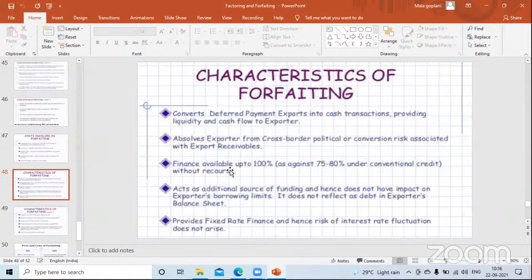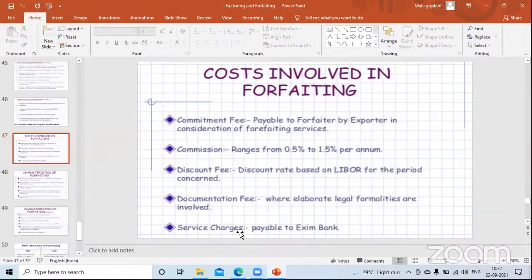Finance available up to 100%. Now, if you are going with factoring services, then only 75 to 80% will be given to you in advance. Immediate cash payment will be given to you up to 80%, not more than that. For the remaining 20%, you will have to wait again up till the maturity date. But in this case, forfeiting is advantageous. How? You are receiving 100% cash payment. Of course, I'm repeating again, after deducting all these payments.